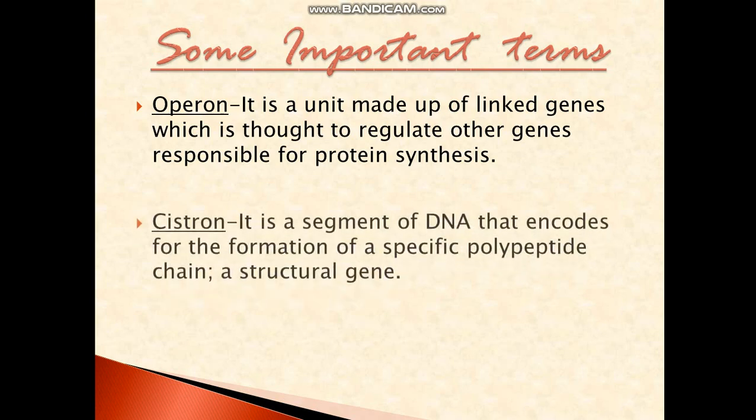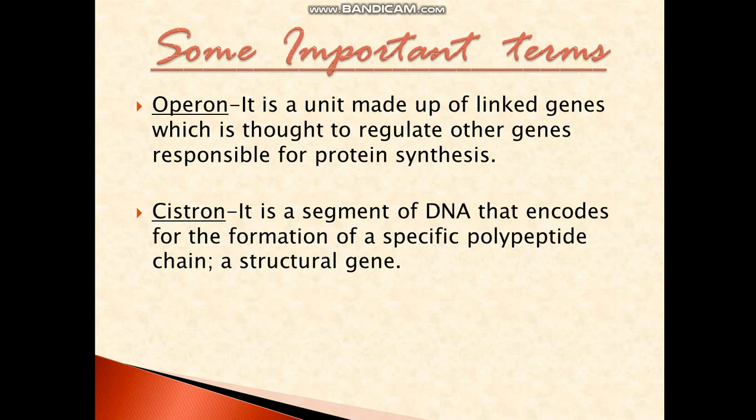Clear? Another term will be cistron. Cistron is the segment of DNA which is actually being expressed. The cistron is the structural gene which is coding for certain important polypeptide which has to be formed. Cistron is the major structural protein. It has to be expressed. And who regulates cistron? It is operon.